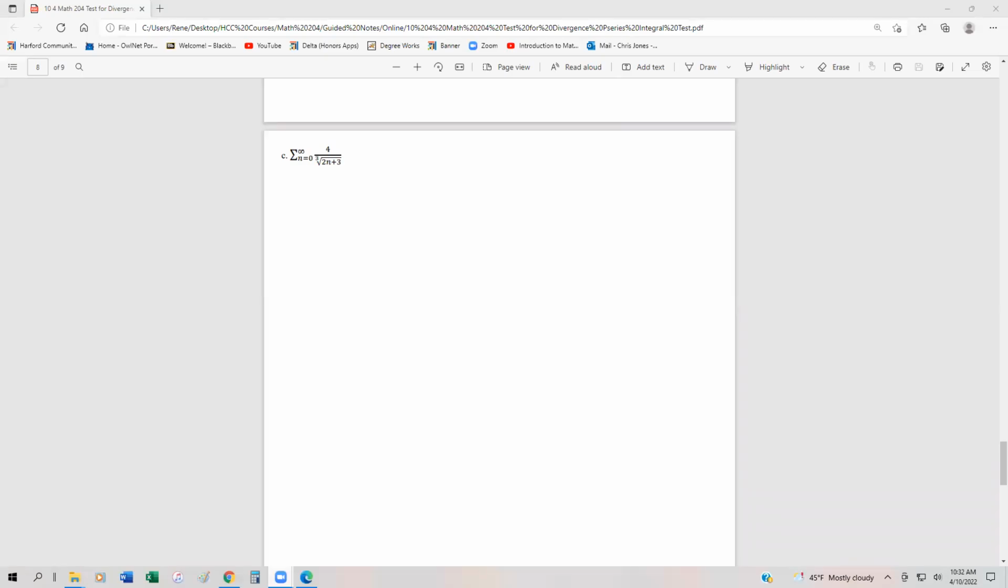A couple more examples of our integral tests. So we have this series, n equals 0 to infinity, 4 over the cube root of 2n plus 3. And so we're just going to use our regular method where we're going to take the limit as c approaches infinity, integral from 1 to c of 4 over the cube root of 2n plus 3, right? Now, once again, we're going to need a u substitution to be able to evaluate this.